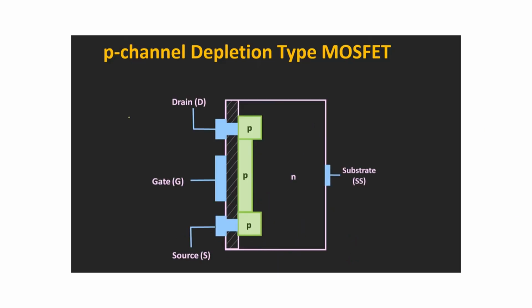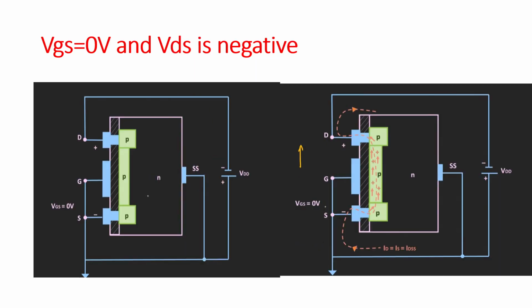And next is about P-channel depletion type. I hope you understand the construction and working of depletion type N-channel MOSFET. Now depletion type P-channel means the substrate is made up of N and the channel is P. So it is a P-channel. The channel is P, which has holes as the majority charge carriers, which are positive, and the substrate has electrons as majority. The gate is isolated from the substrate, and drain and source are diffused into the substrate. Okay, this is about the construction.